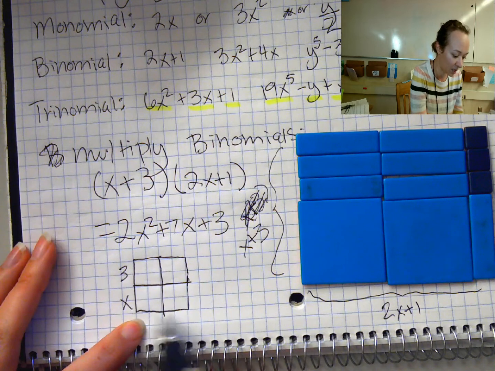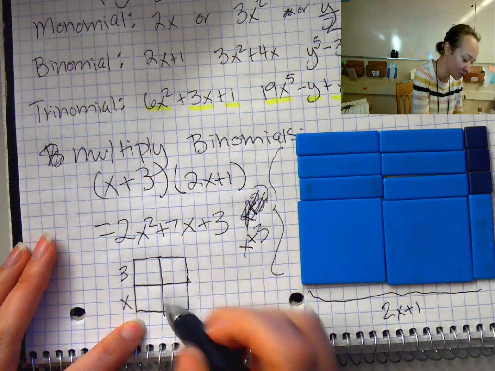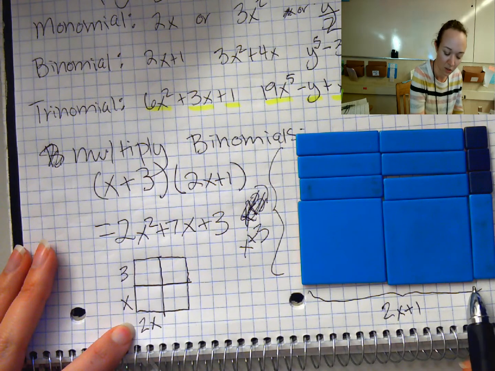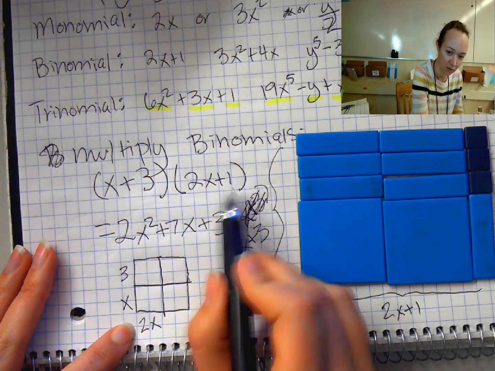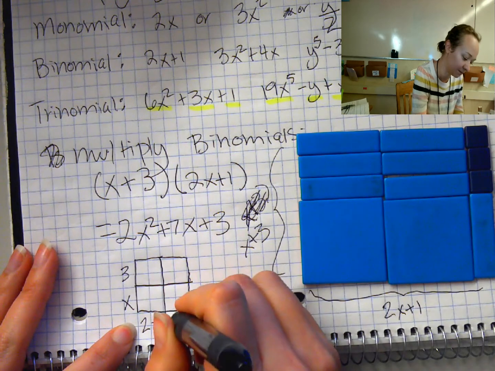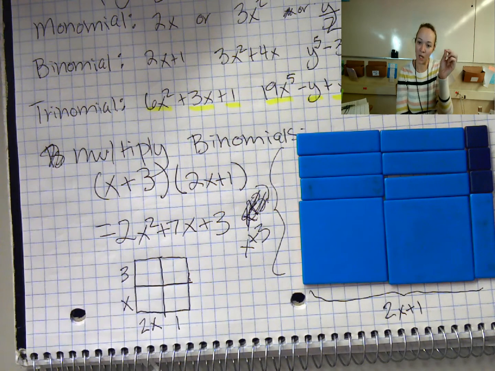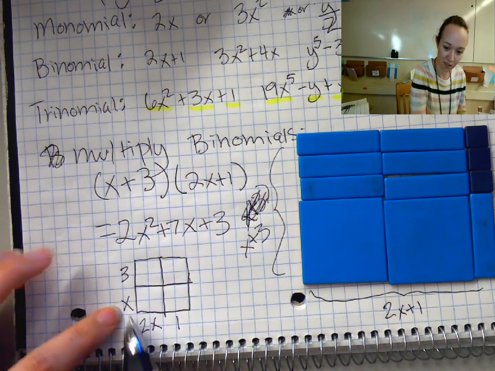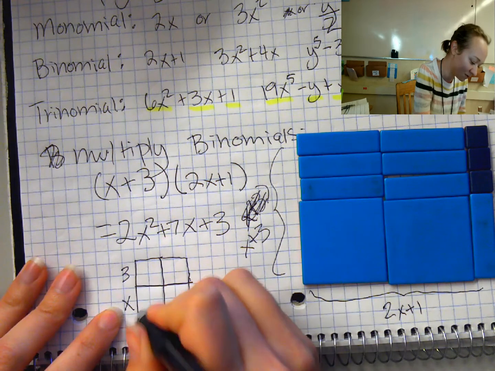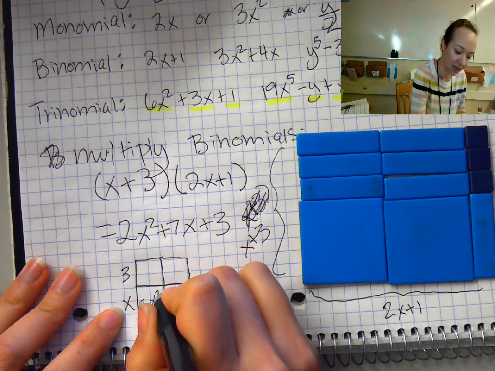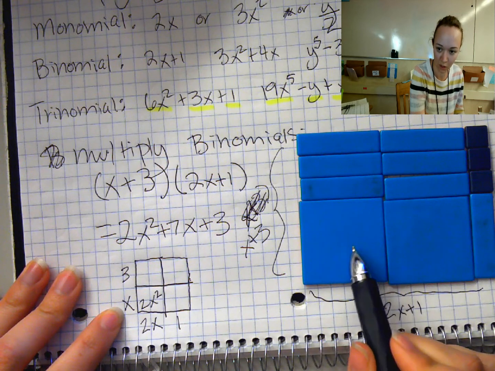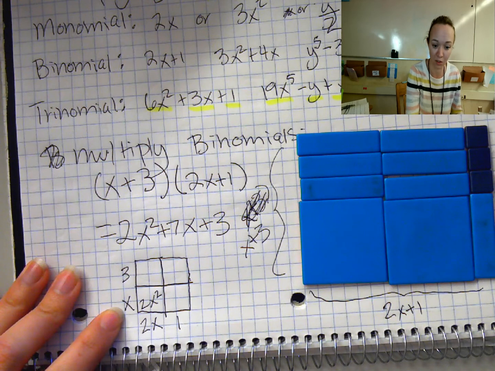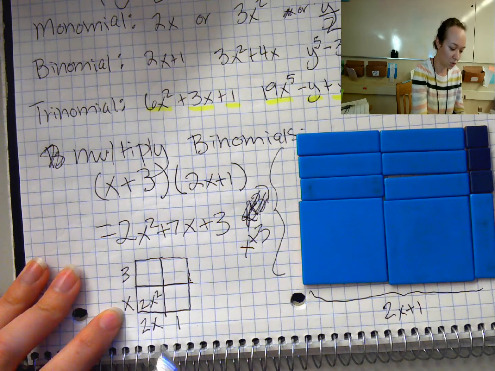Then on the bottom side, I have a 2x plus 1. So I'm going to put 2x plus 1. And then I can multiply each of my pieces. So my x times 2x, that gives me 2x squared. I can see that right here, right? It gives me 2x squared. But I also know that x times 2x does in fact equal 2x squared. I can do that for the top up here.